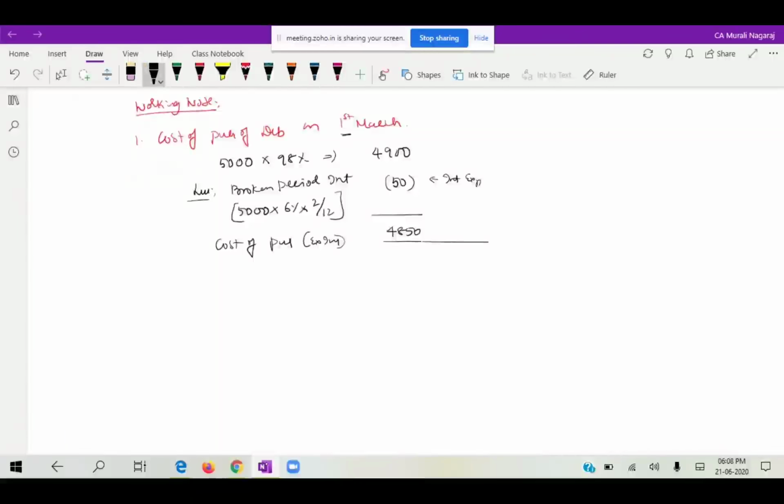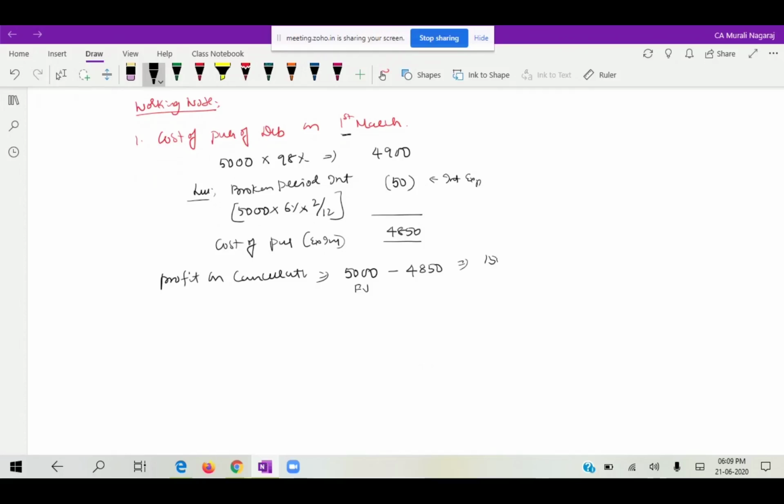So therefore, what is the profit on cancellation? Profit on cancellation is equal to face value, 5,000. Face value of debentures cancelled is 5,000 and I was able to purchase at 4,850.